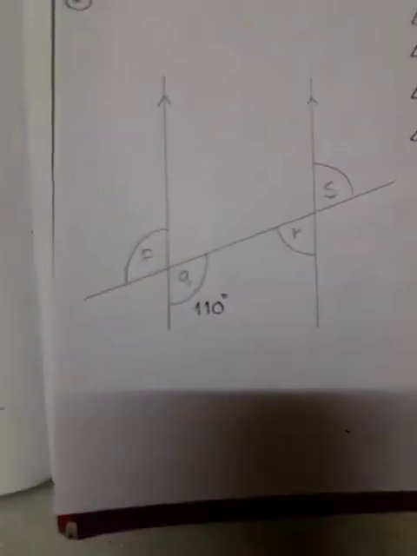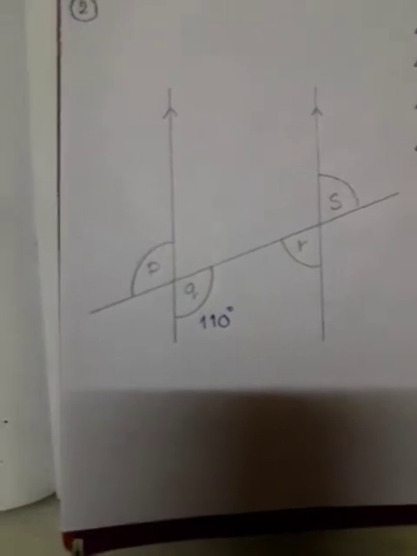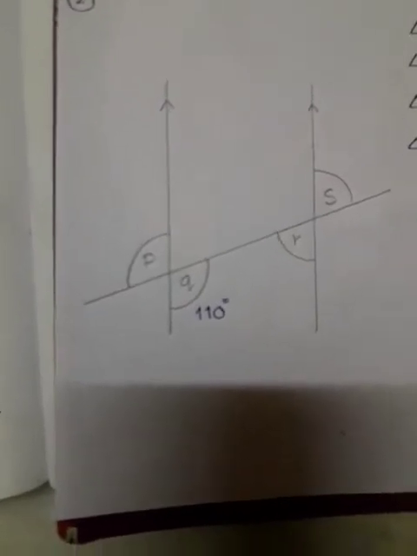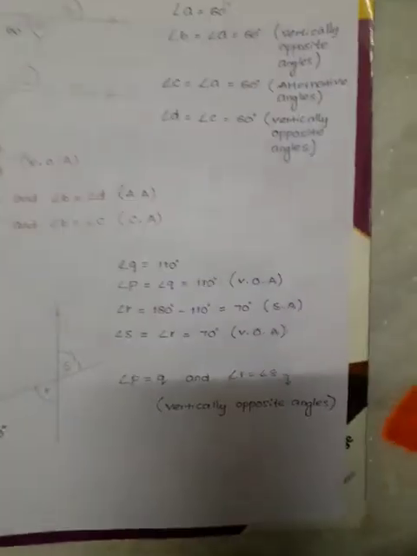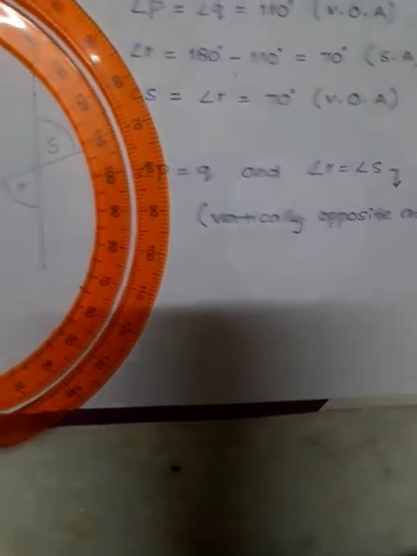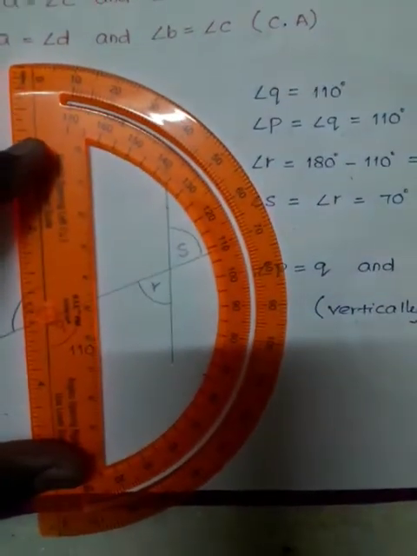So here I will find any of the angles by using the protractor. Whenever I use my protractor, first of all I start with angle Q. I find here angle Q. So what is angle Q? I have to use it this way. Check it, it is 110. So I wrote here 110.